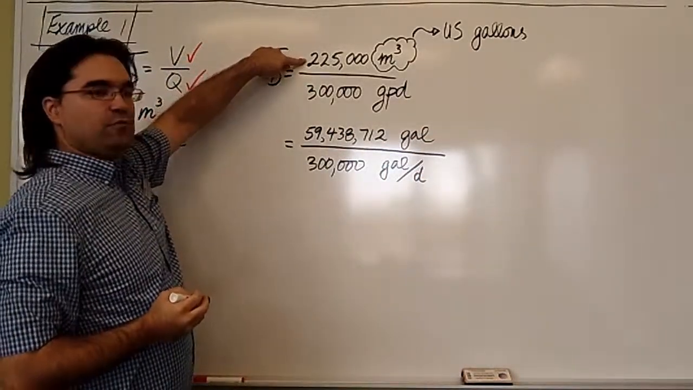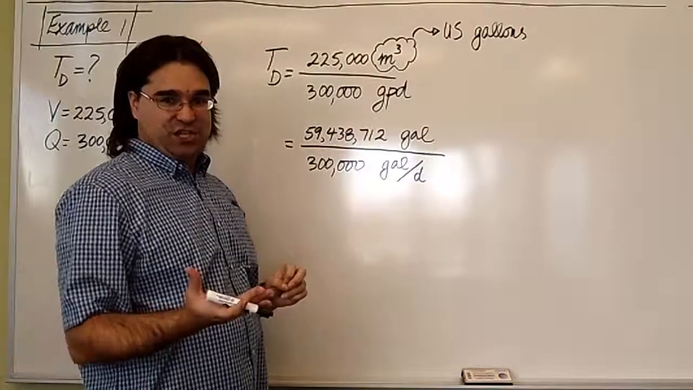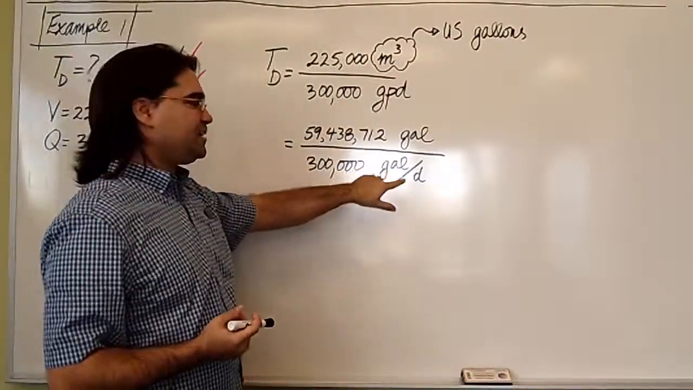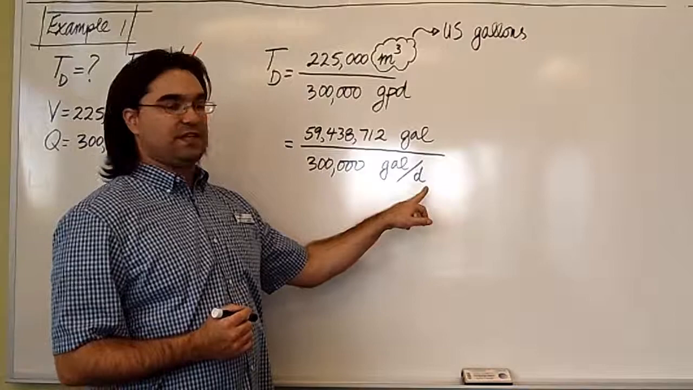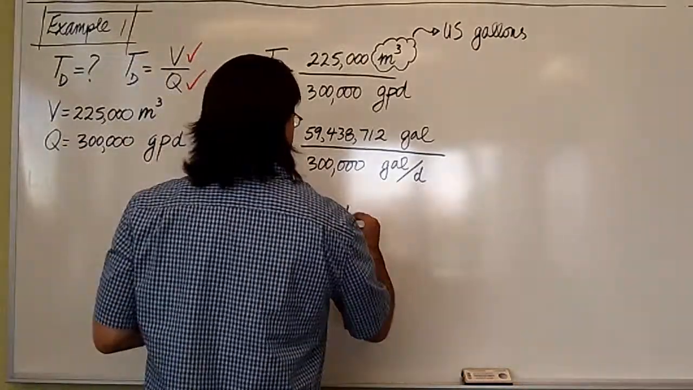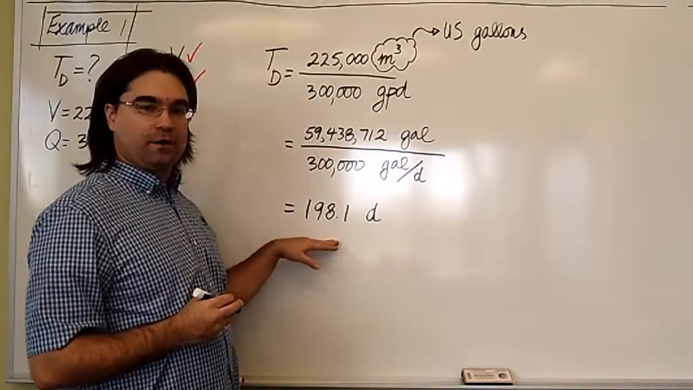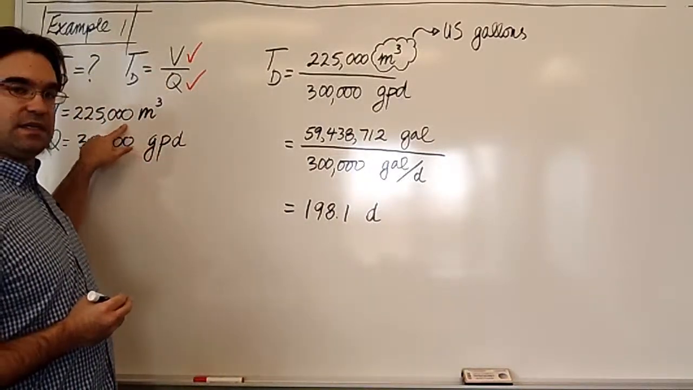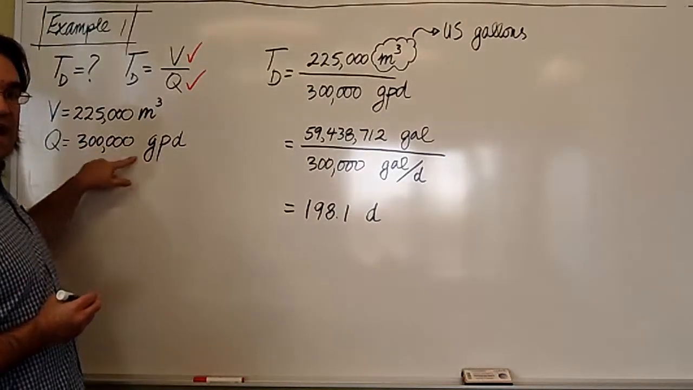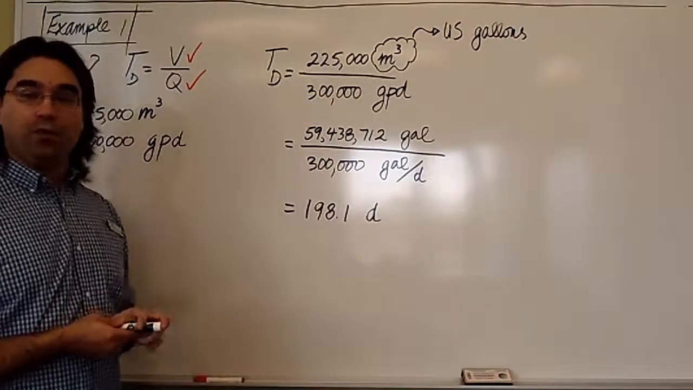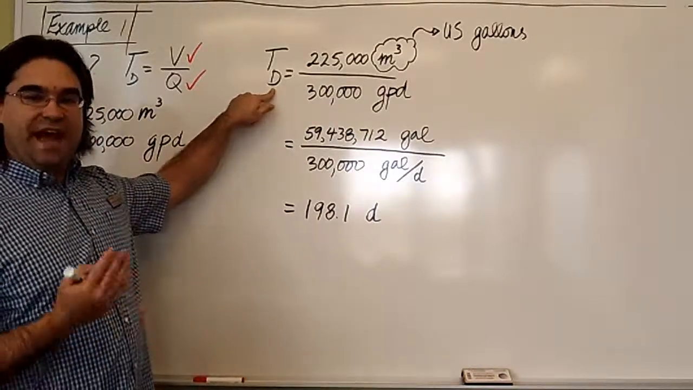So I've converted this volume from cubic meters to US gallons, and then I've rewritten this unit to make it a bit more explicit in an engineering form, from gallons per day to gallons per day. Now, do you see what happens? Gallons and gallons cancels out, and the unit that we're left with is days. So the average detention time, that is, the average amount of time that water spends in this sized settling tank with water flowing at this average flow rate is 198.1 days.